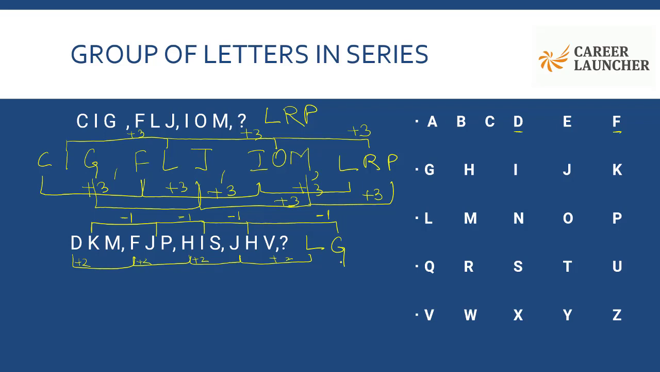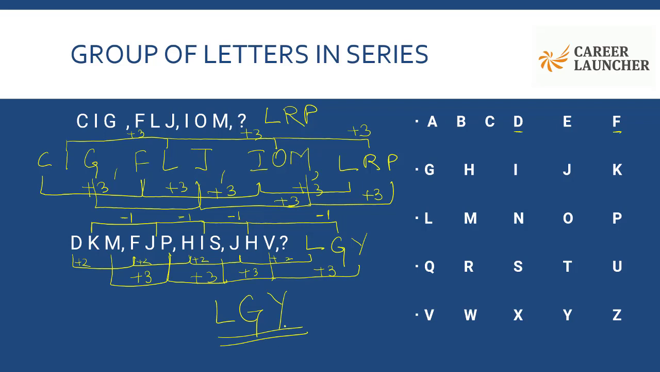Now let's see what's happening with the third alphabet here. From M to P, I am going 3 places in the forward direction. From P to S, the same pattern. S to V, the same pattern is here. And from V, when I move 3 places ahead, I will get Y. So L, G, Y is my answer here.